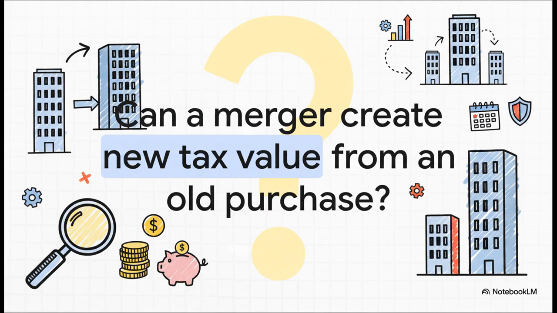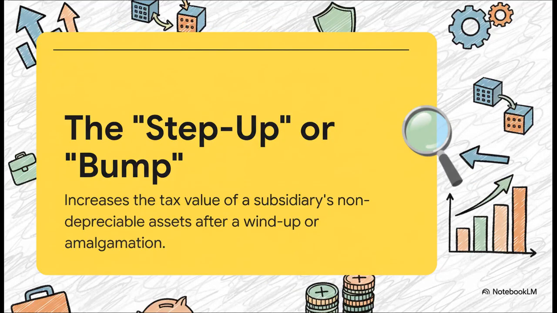This leads to a pretty fascinating question. What if the parent company paid a really high price for the subsidiary's shares, maybe years ago? Is there a way to reflect that higher purchase price in the value of the assets it's now absorbing? I mean, can a merger actually create new tax value out of thin air? The answer is yes, and it's done through something called a step-up, or more informally, a bump.